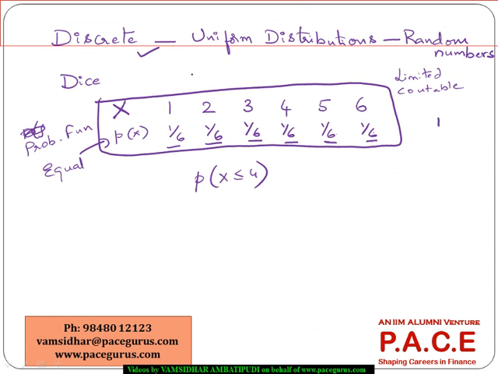Or even sometimes if I want to find out what is the probability that x lies between 2 and 4, non-inclusive. It's lying between 2 and 4 not inclusive. Only x equal to 3 is what I am interested in. So I'll say that it is still 1 by 6.